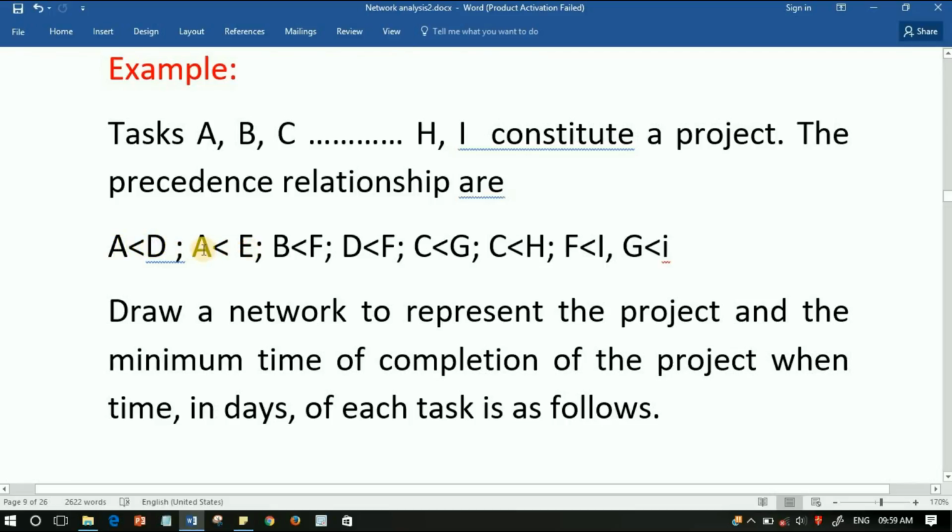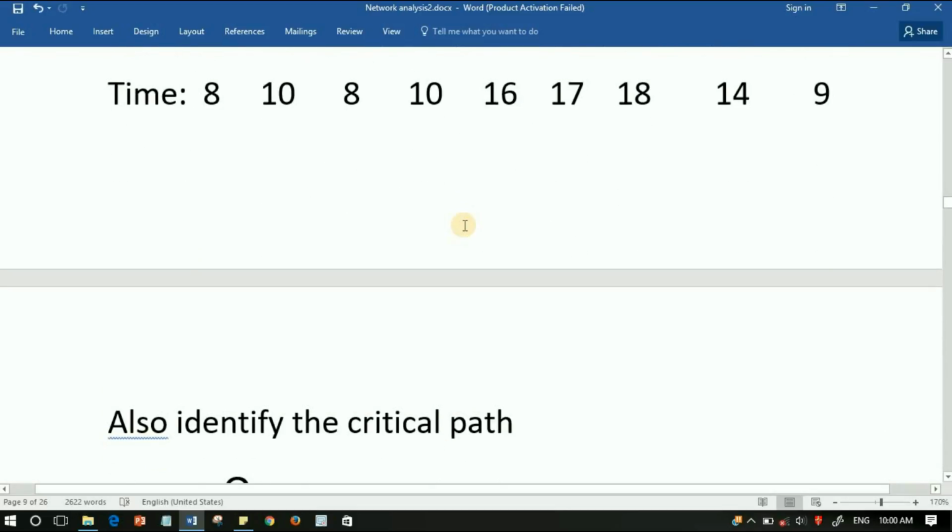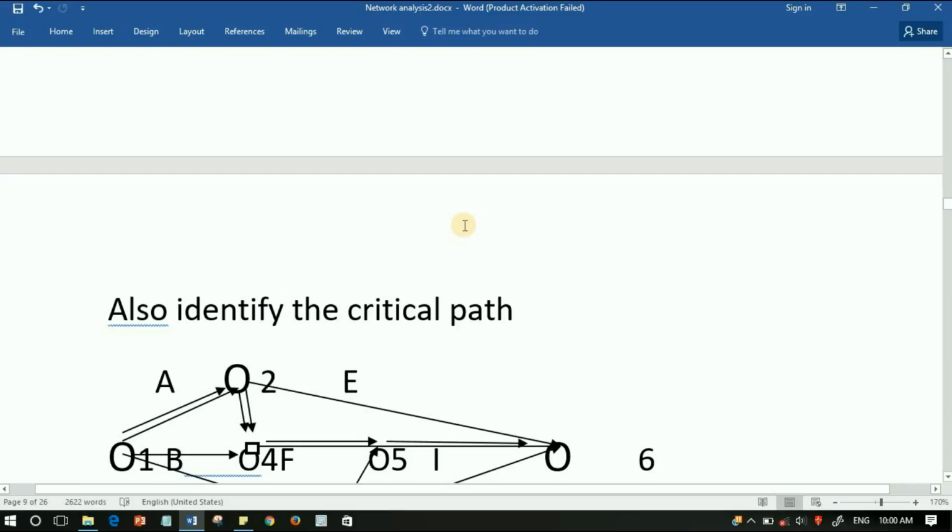A less than B means A should be completed first. After that, E can start. B less than F, B should be completed first. After that, F can start. In the same way, you can do all the activities. Draw a network to represent the project and the minimum time of completion of the project when the time in days of each task is as follows. Also identify the critical path.